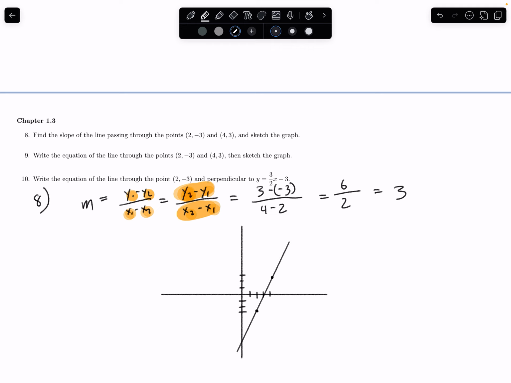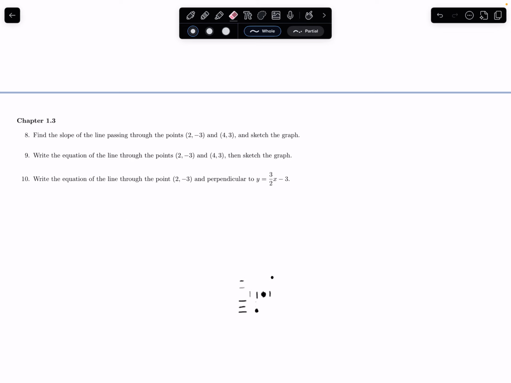Okay, number 9. Write the equation of the line through the points (2, -3). Oh. Same points. Now we're just writing the equation. For this, when we're given 2 points and we want to write the equation, the best thing to do is use point slope form. Remind you from the previous answer, the slope was 3. So what's point slope form? It says y minus y1 is equal to m(x minus x1), where y1 and x1 come from any point. You can pick any point you want.